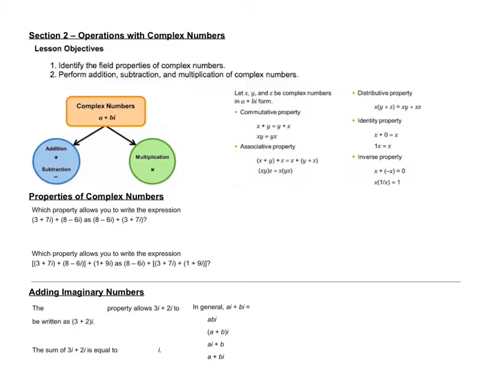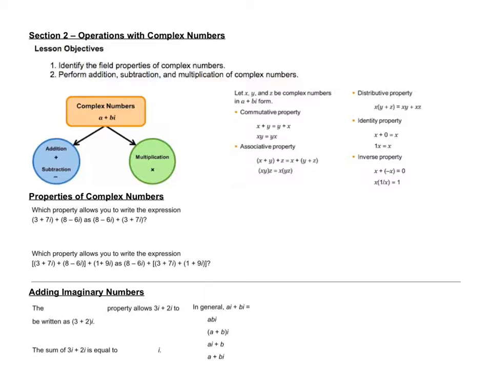This is Unit 4, Section 2, operations with complex numbers. So we want to identify and perform addition, subtraction, and multiplication of complex numbers. We have these complex numbers, a plus bi, where a and b are real numbers and i is the imaginary number. We can add them, subtract them, and multiply them.